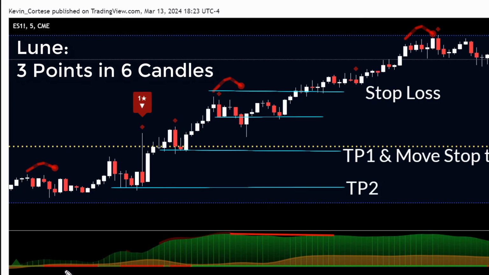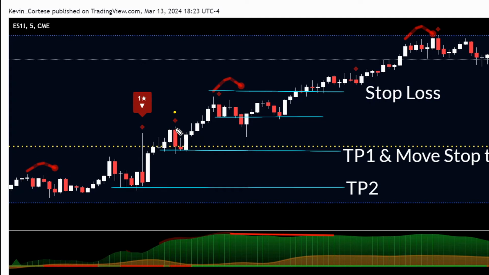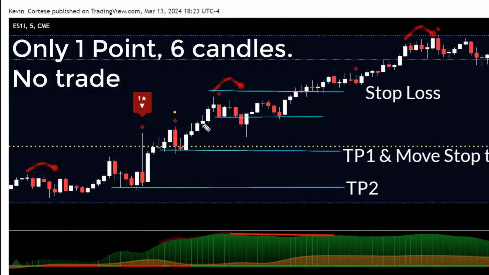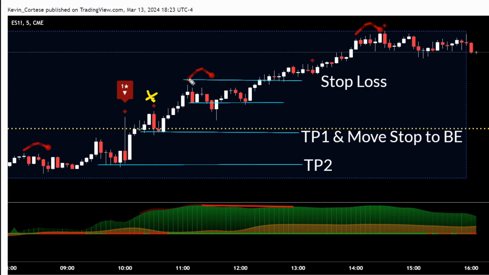So now let's look at Loon. We close above. This is the first point. Got a box. Second candle, third candle, fourth candle, fifth candle, sixth candle. So we're not going to use this one. First candle here.